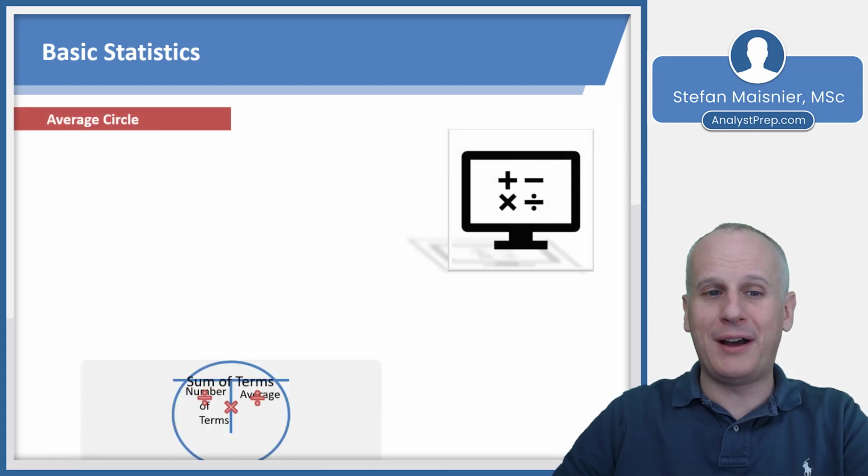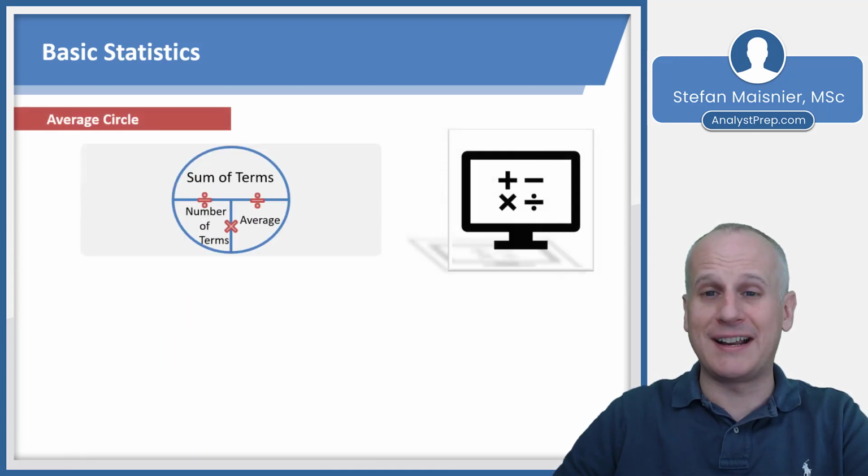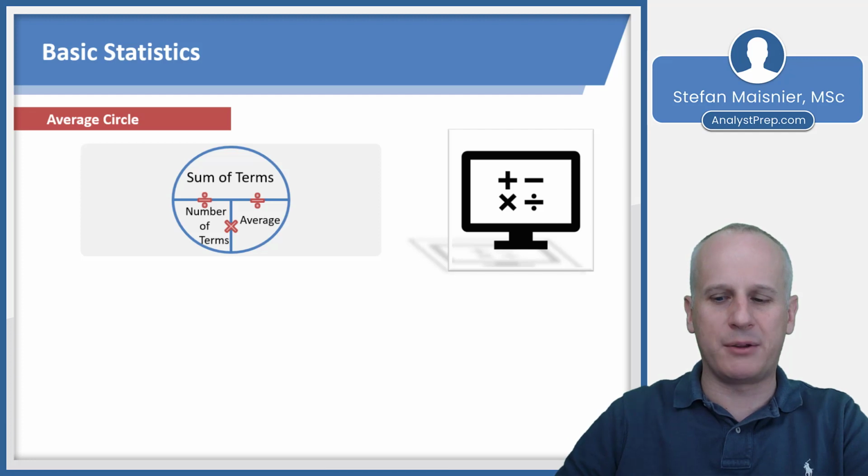But we also have a handy-dandy tool to find averages, particularly known as the average circle. You can see that it's set up so that it's 3 parts. Up top is the sum of the terms. On the bottom left is the number of terms, and on the bottom right is the average. And you can see the operations between the pieces of the circle visually represent what's happening with an average.